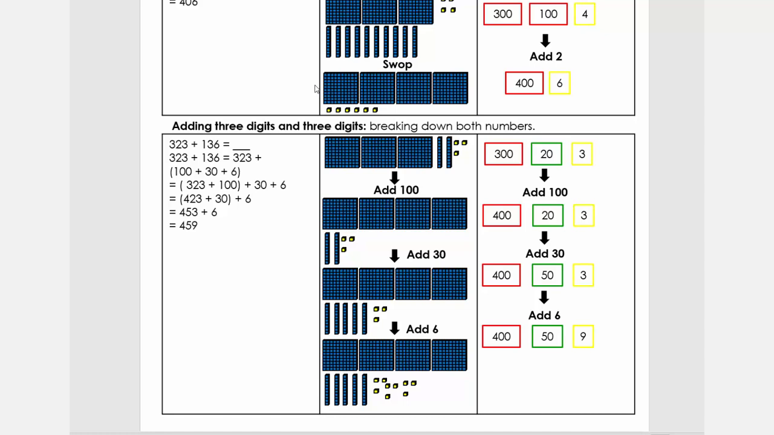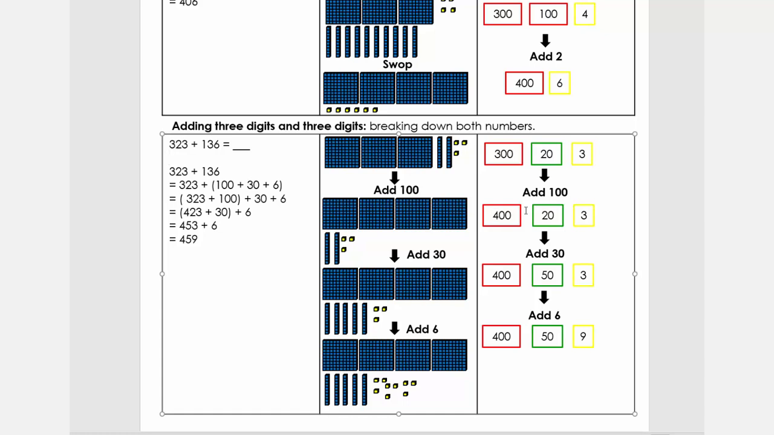Okay, so after you paused, we're going to do then the last example. In the next example, what we're going to do is take 323 plus 136, but this time we're going to break up the second number, and then every time we're going to add a number to 323. So what we can do is we pack out 323 here with our flashcards. And then we're going to add 100. So if we add 100, what happens on this side? We get 423.